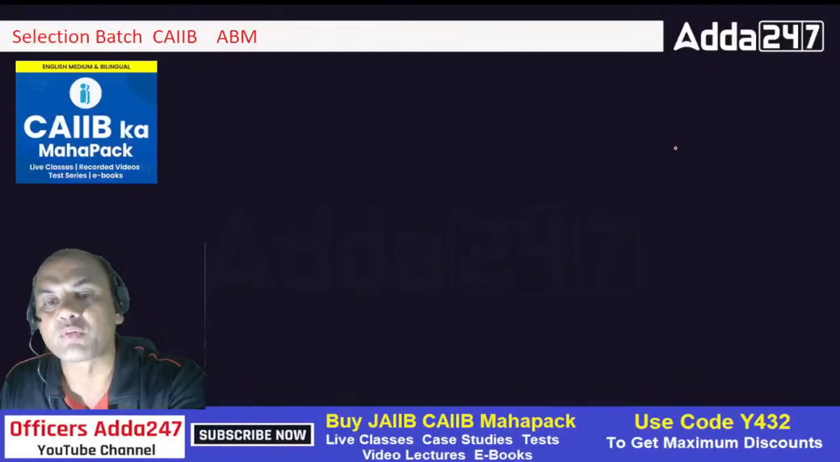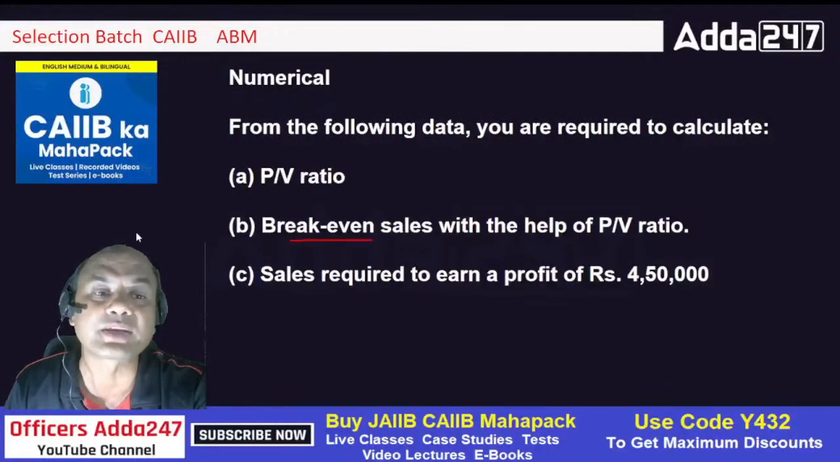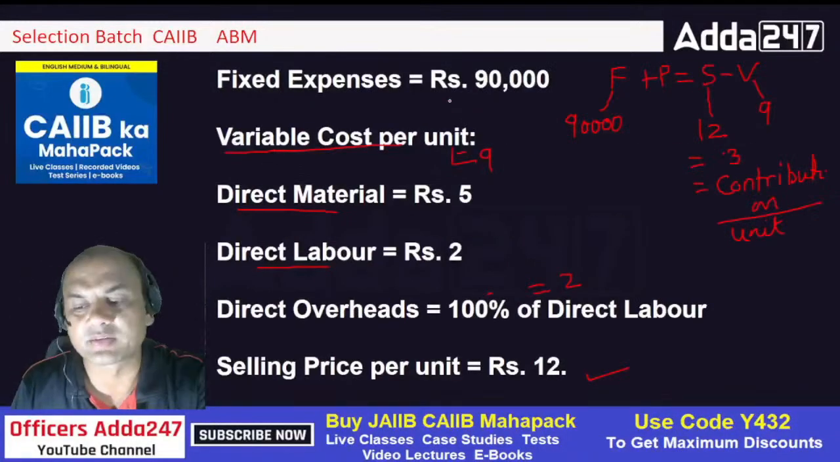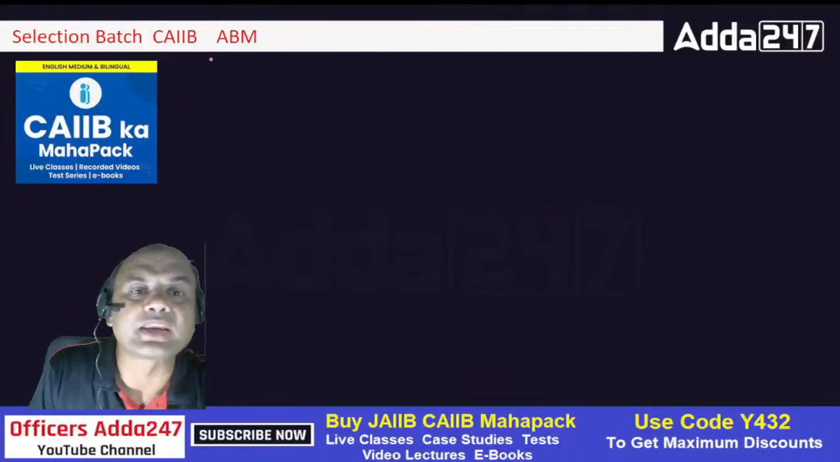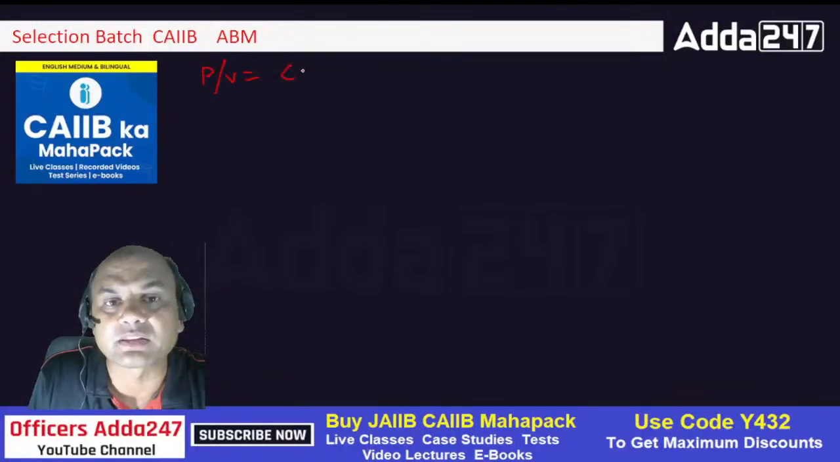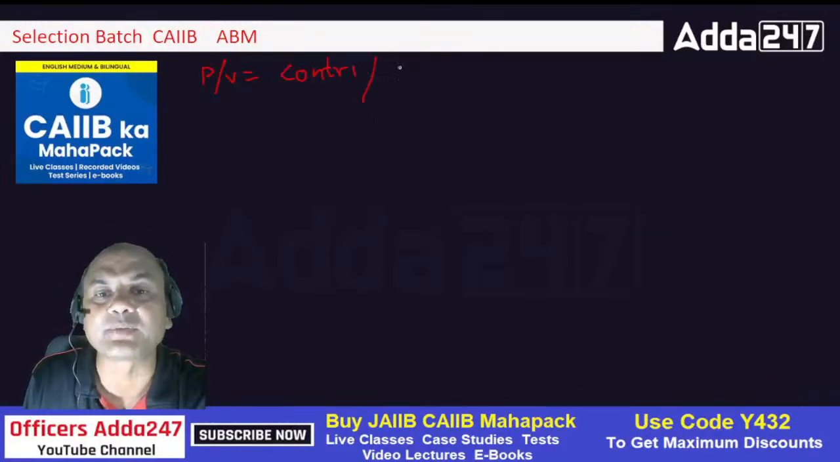What is the first question required? Find the PV ratio. So first we have to find out the PV ratio. What is the PV ratio? The simple formula for this, I'll write it over here: PV ratio equals contribution upon selling price per unit, SP per unit.